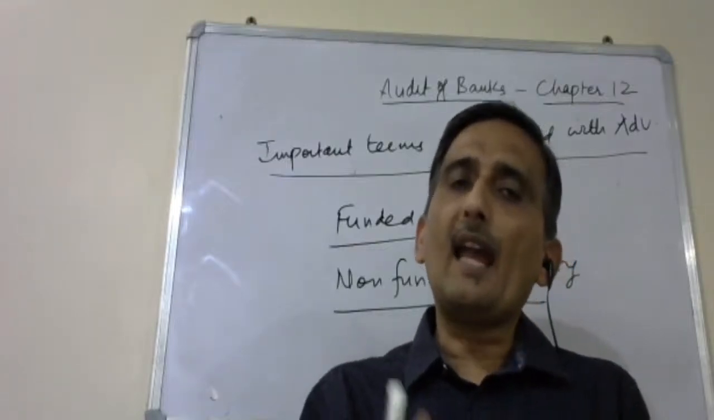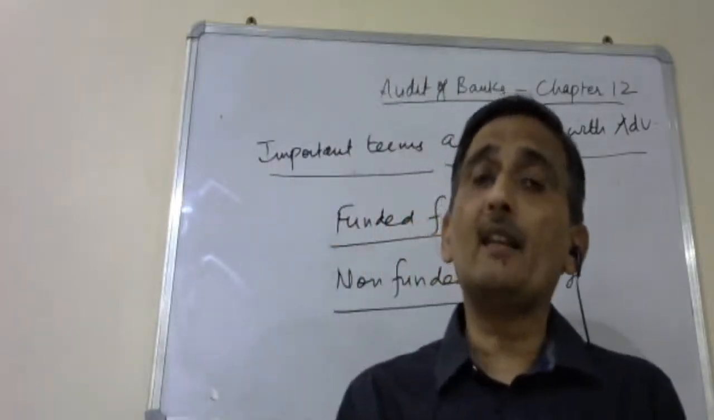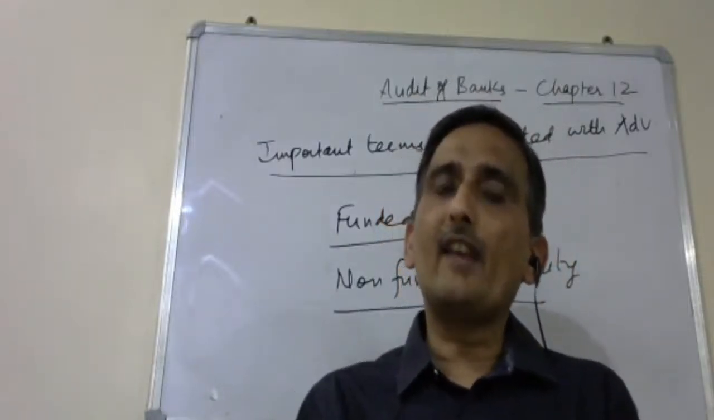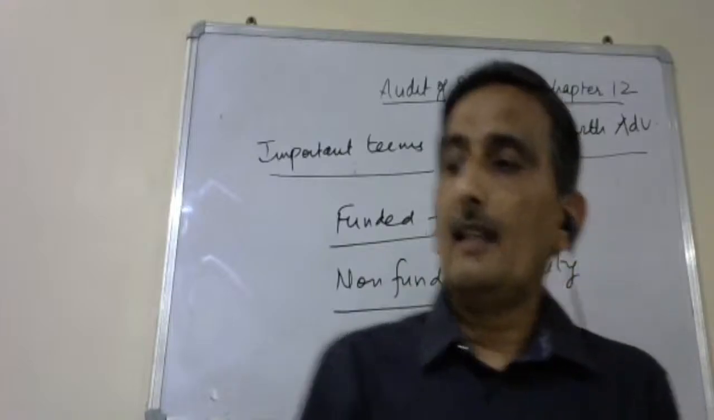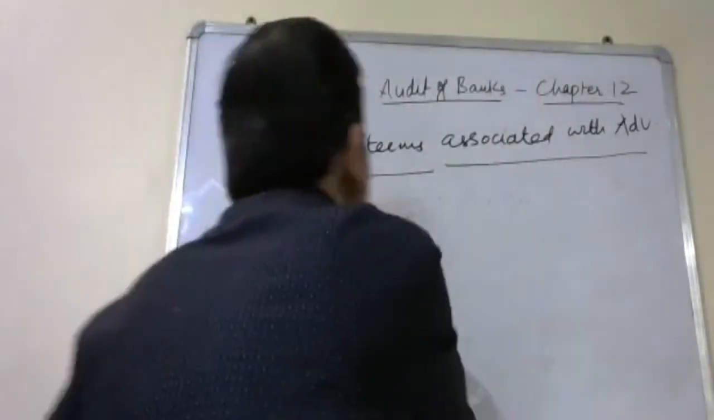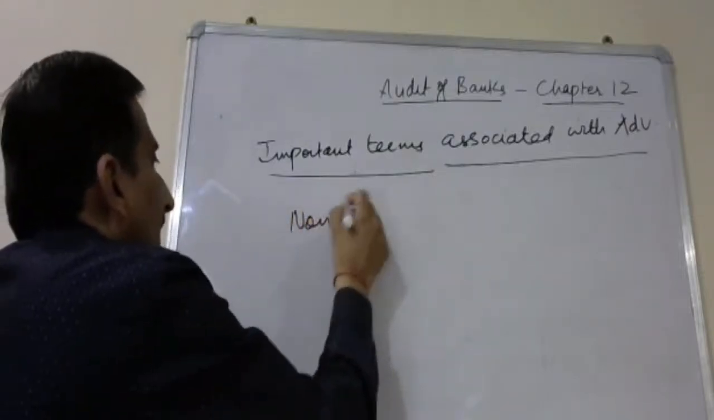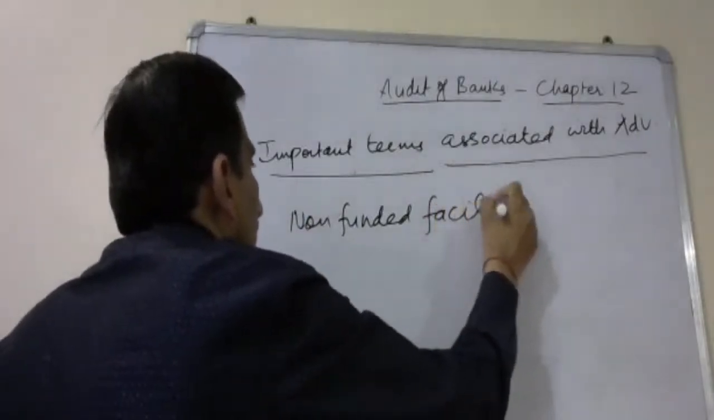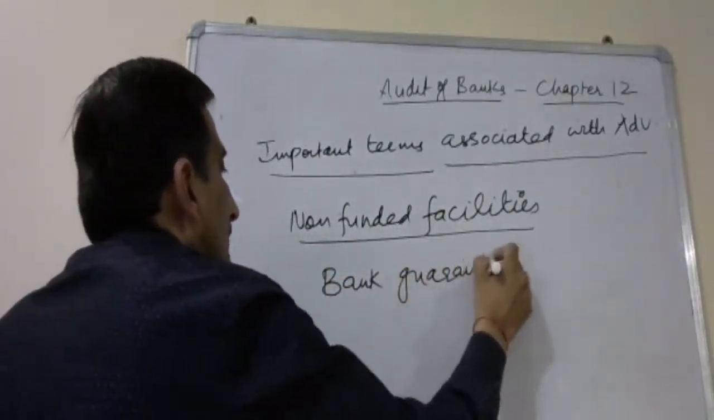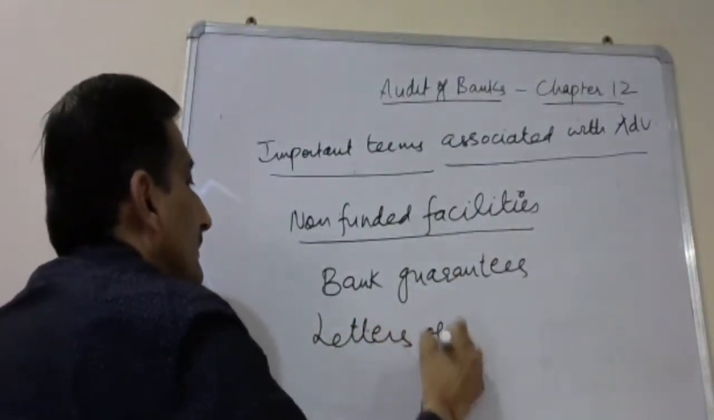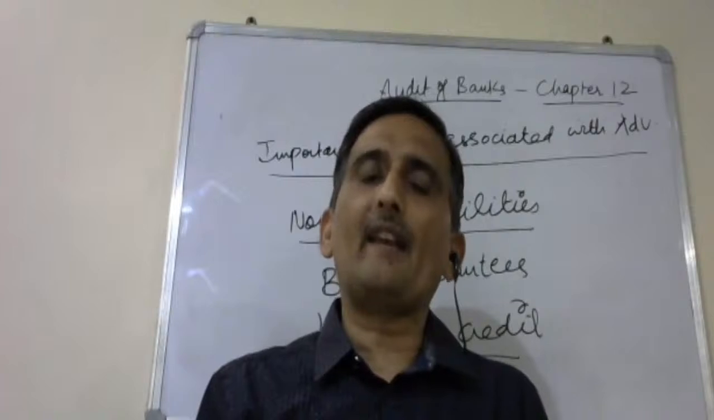Now we come to another term, that is a non-funded facility. Now what is a non-funded facility? You would ask how it can happen that a bank grants a facility which is non-funded, where there is no transfer of funds. Yes, there are types of non-funded facilities, like bank guarantees and letters of credit. These are examples of non-funded facilities.